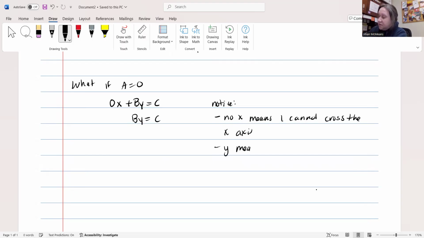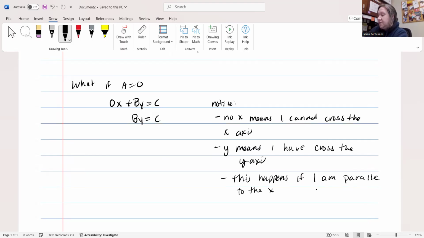Y means I have to cross the y-axis, or at least touch the x or the y-axis. To cross the y-axis, this can only happen if I am parallel to the x-axis.